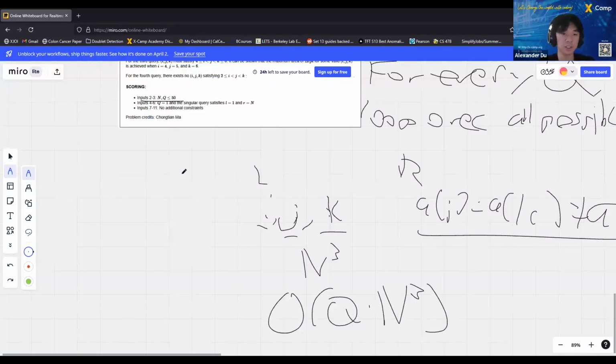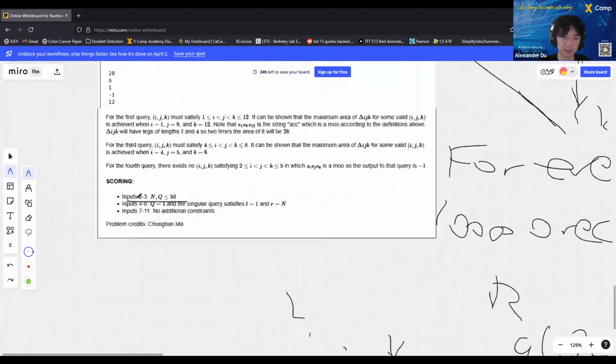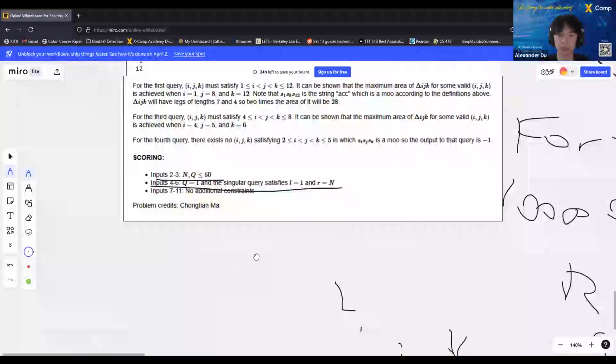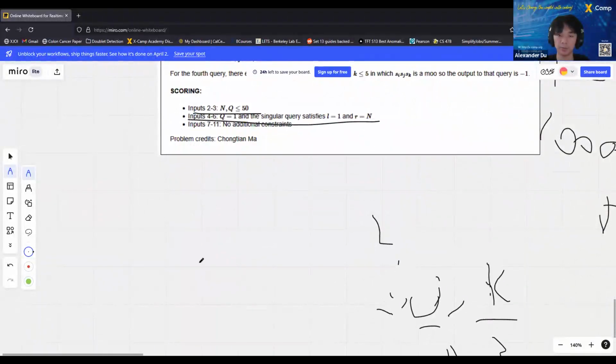Obviously this is not going to work for anything above this test case, but now let's look at the second test case. The second test case is Q equals 1, and the query satisfies L equals 1, R equals n. Okay, so this is already starting to give us a little bit of a hint as to how to do this whole thing. What this is saying is that, okay, we're given a number, what's it called again?